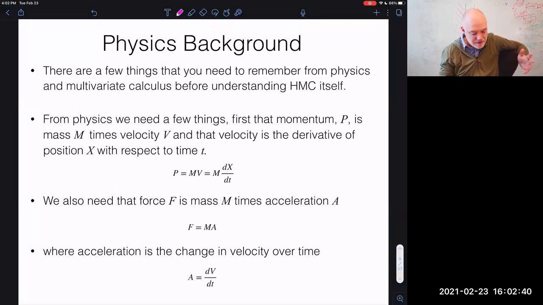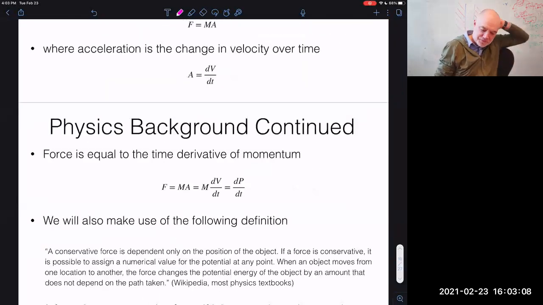First, we need to know that momentum is mass times velocity, and the velocity is the time derivative of position. So you can write down momentum as mass times velocity, or mass times the change in x over change in t, the time derivative of the position. We also need to remember that force equals mass times acceleration. And acceleration is a change in velocity over time. Okay, cool.